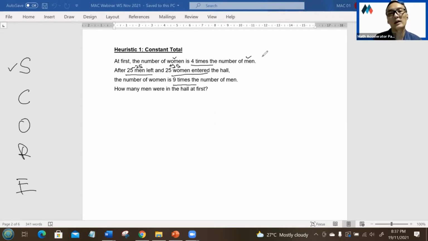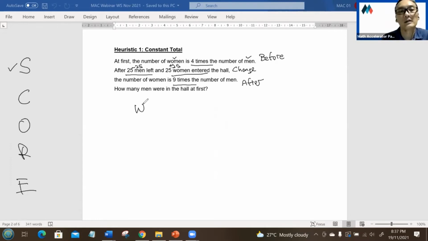In other words, we have the before scenario, the change, and the after scenario. Then we will ask how many men were there in the hall. Now, we will approach this by drawing a simple table.